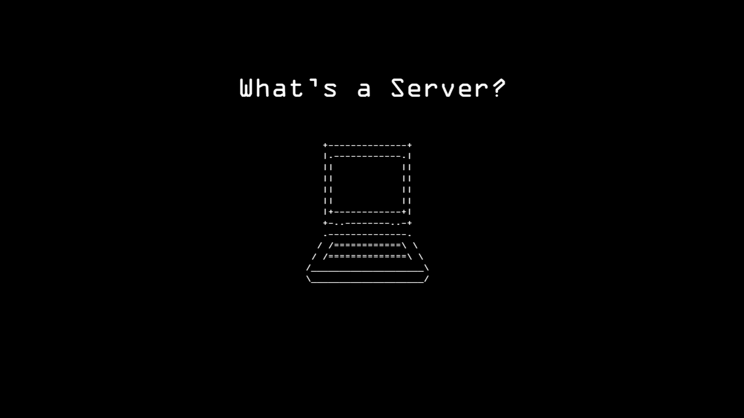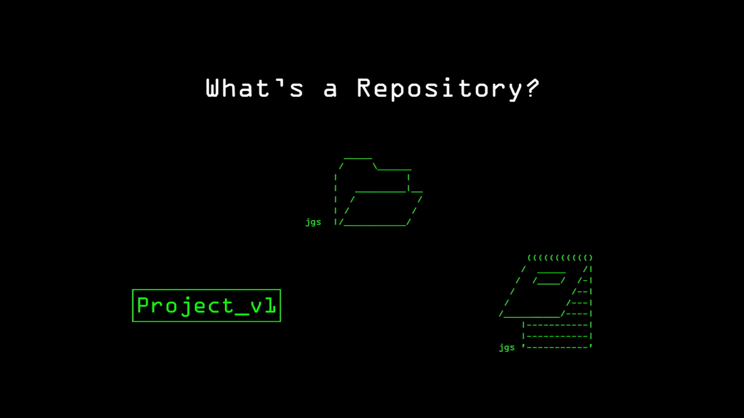Before we finish up, let's talk about a few keywords that are going to be tossed around a lot with this subject. First off, what's a server? Well, a server is basically a computer somewhere in the world that holds your project files in a repository. Okay, so what's a repository? A repository, or repo, is a folder that holds not only your project files, but also the commit history of that project. Great. What's a commit history?